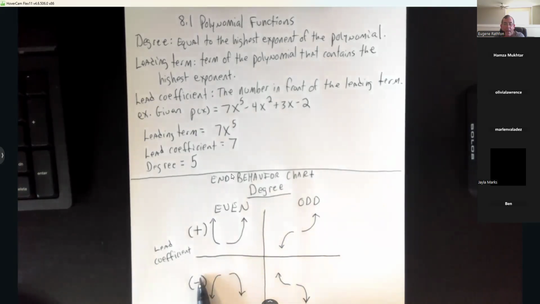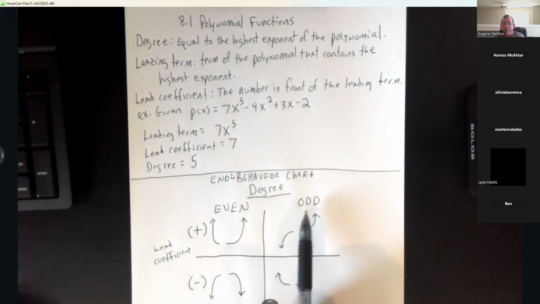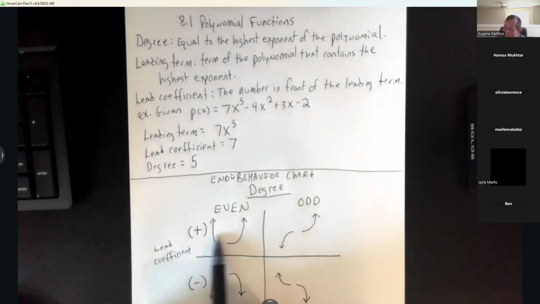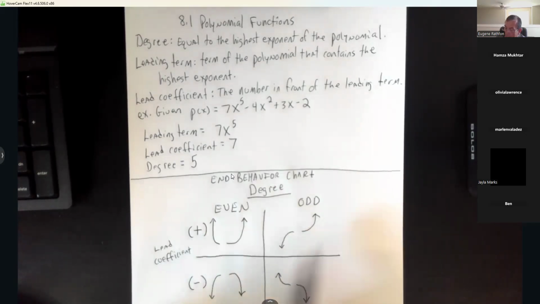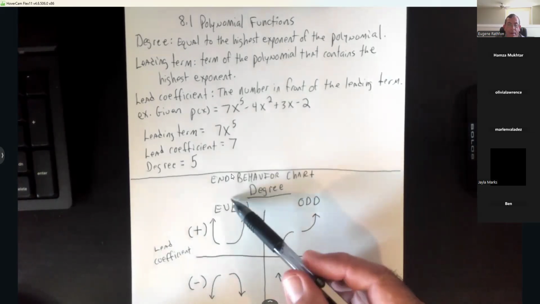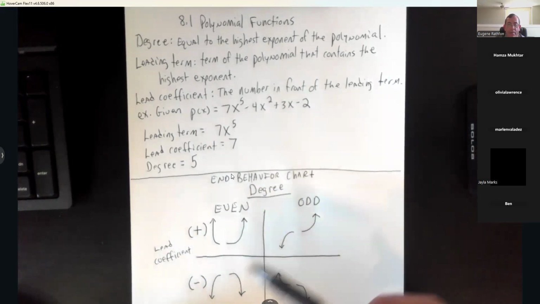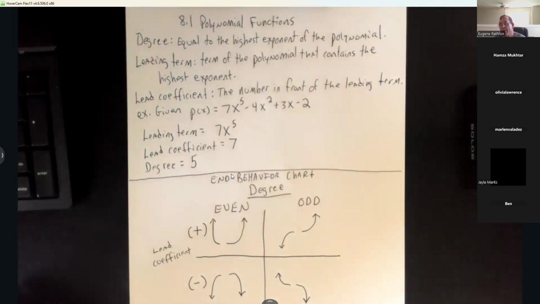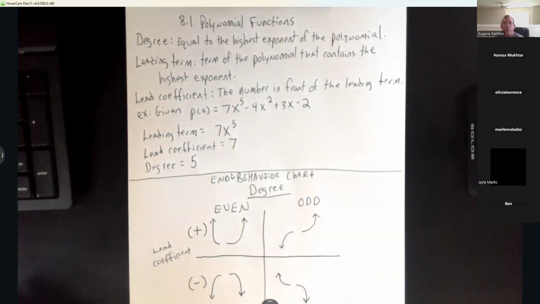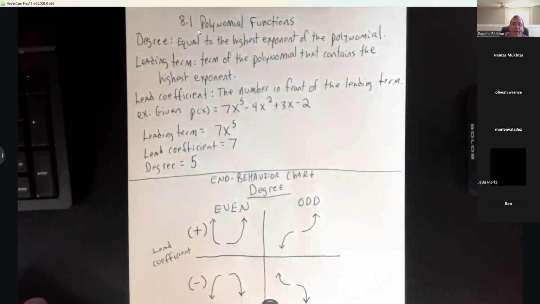So even degree, positive lead coefficient, both uphill. Even degree, negative lead coefficient, both downhill. Odd degree, positive, uphill. Odd degree, negative, downhill. Okay? So your positives go to the first row, your negative lead coefficients, second row. Even degrees, first column, odd degrees, second column. So y'all, we're going to look at some problems and see what y'all think on these. So let's go to Math Lab.